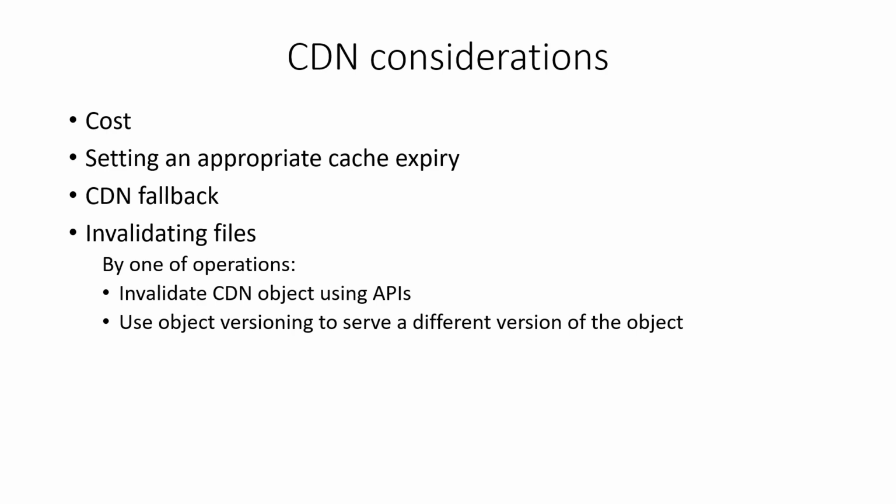CDN fallback. You should consider how your website or application copes with CDN failures. If there is a temporary CDN outage, clients should be able to detect the problem and request resources from the origin. Invalidating files. You can remove a file from the CDN before it expires by performing one of the following operations: invalidate a CDN object using APIs provided by CDN vendors, or use object versioning to serve a different version of the object. To version an object, you can add a parameter to the URL, such as a version number.